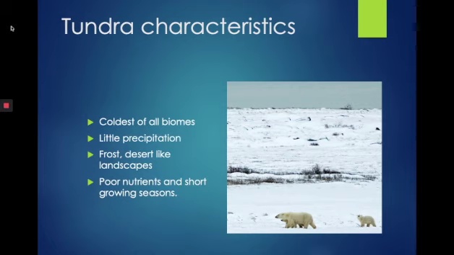The tundra is one of the coldest biomes. It has an average winter temperature of minus 34 degrees Celsius. Can you imagine what this temperature would feel like? The average summer temperatures are between 3 and 12 degrees Celsius, which is still quite cold. There is very little precipitation. Annually, this biome receives between 15 and 25 centimeters, and this includes the melting snow. There's a lot of frost and desert-like landscape. The nutrients in the soil are poor, which makes for very short growing seasons.